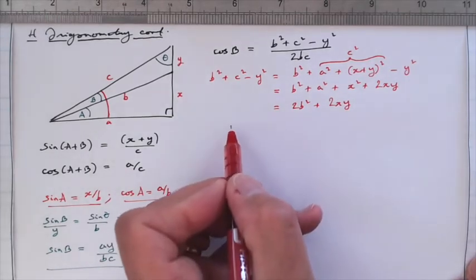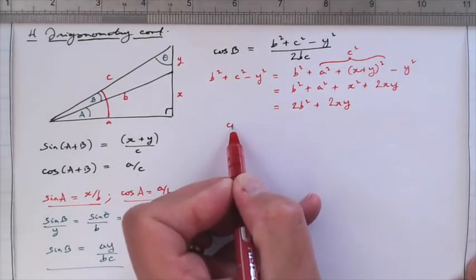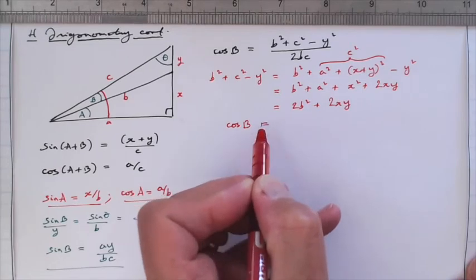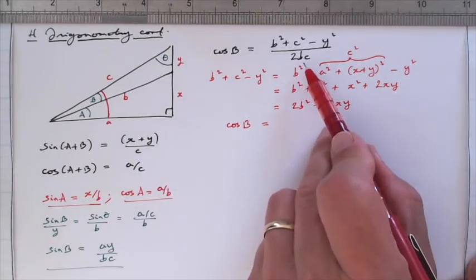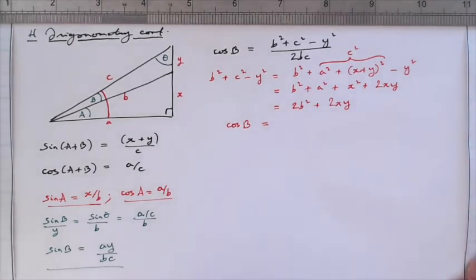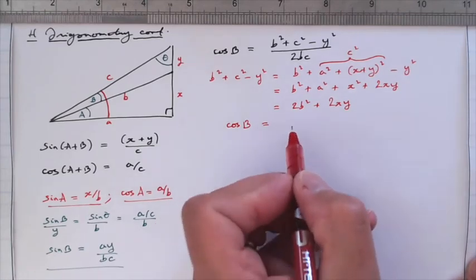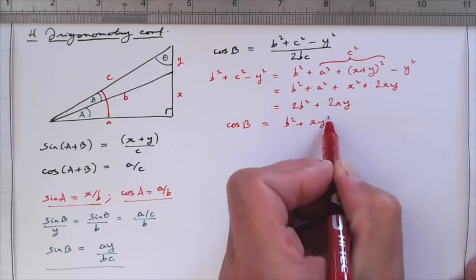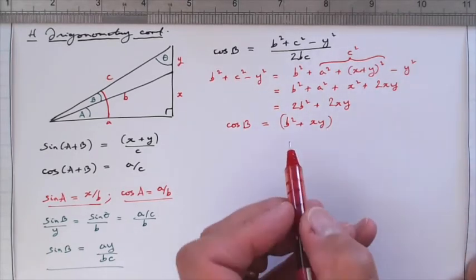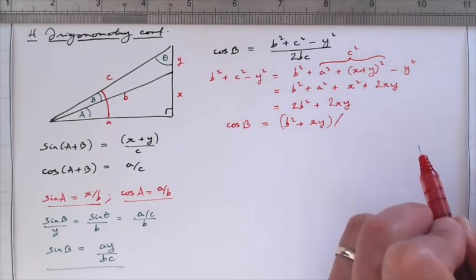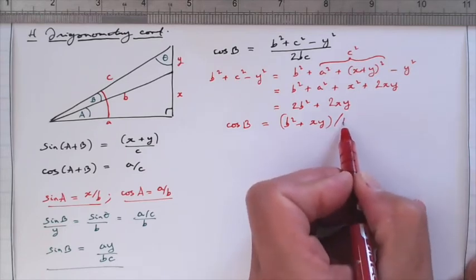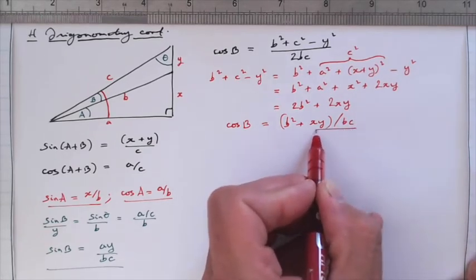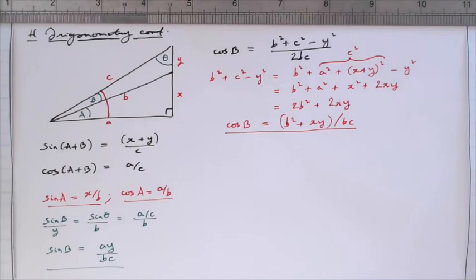And so I have a nice expression finally then for cos b. It's this expression divided by 2bc. I'm going to get rid of all the 2's, so divide top and bottom by 2, and I'm left with b squared plus xy, and then over bc. Good. And to be honest, that's the hard work all done. Now it's plain sailing.